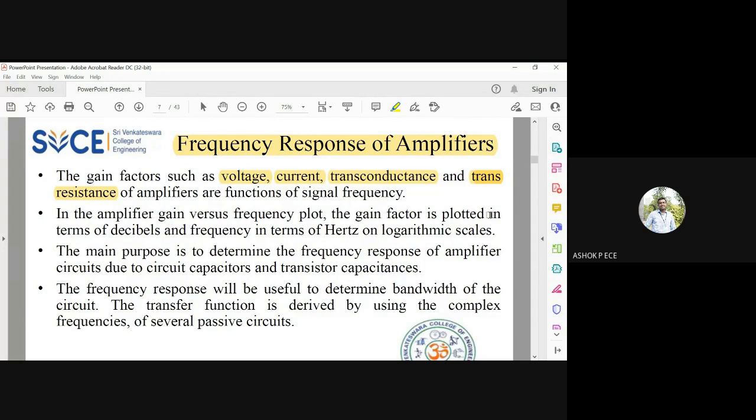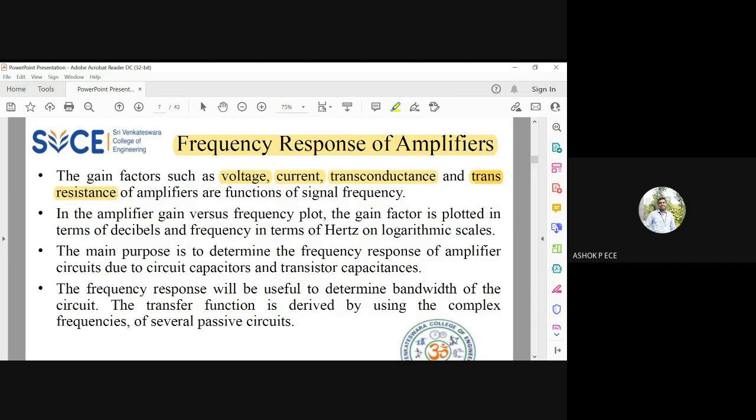The voltage gain means output voltage by input voltage. Current gain means output current by input current. Conductance means current by voltage, so output current by input voltage. Trans resistance means resistance equal to V by I, so it is output voltage by input current. So we can measure four parameters for any amplifier: voltage gain, current gain, trans conductance, and trans resistance.